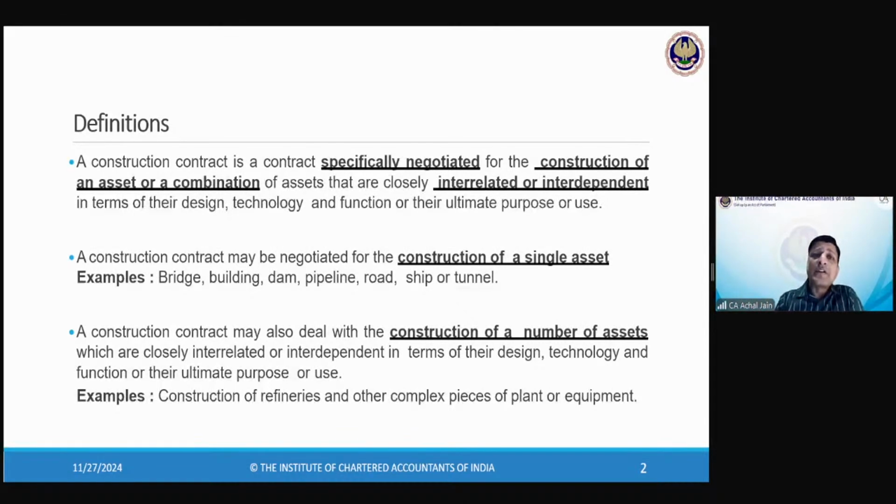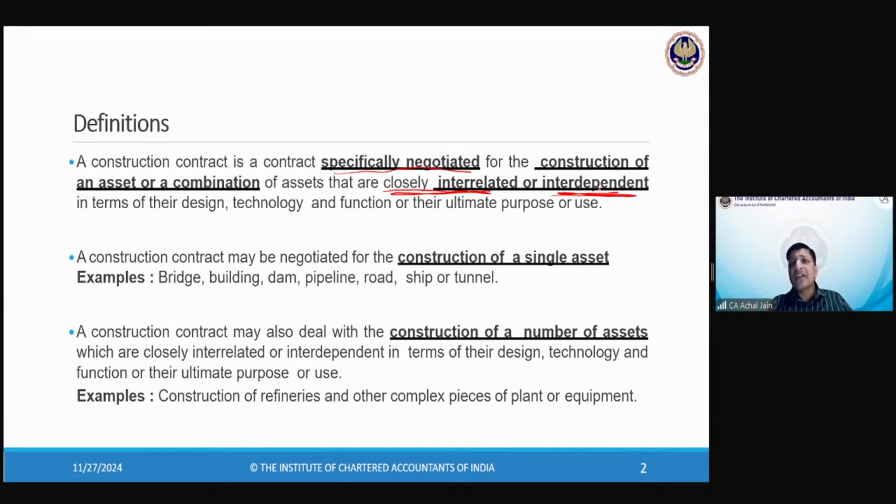Now what is a construction contract? A construction contract is a contract which is specifically negotiated for the construction of an asset. Means an asset is going to be constructed, or it could be a combination of assets which are closely interrelated. Now this is very, very important: closely interrelated or interdependent in terms of their design, technology, function, or their ultimate purpose or use. That's how you will look at a construction contract.